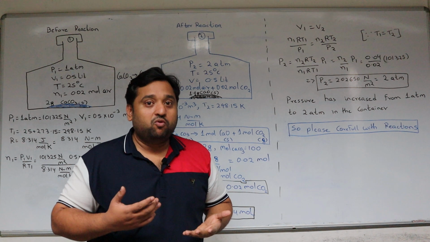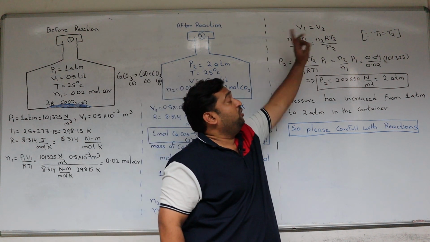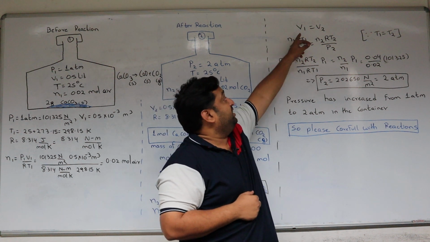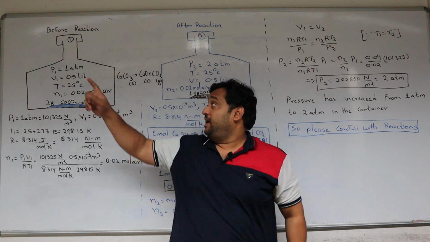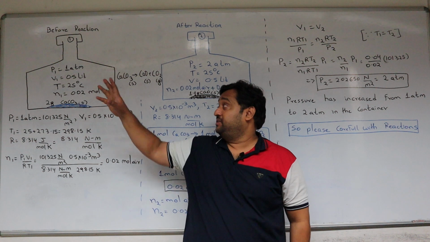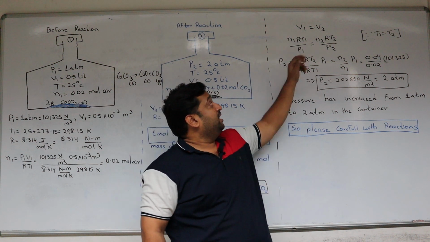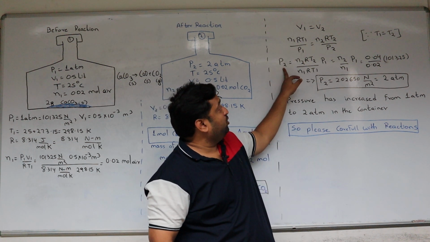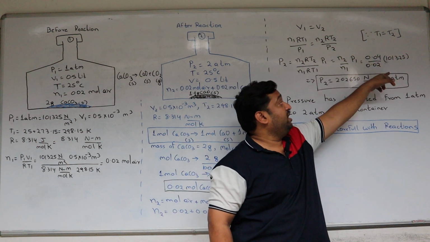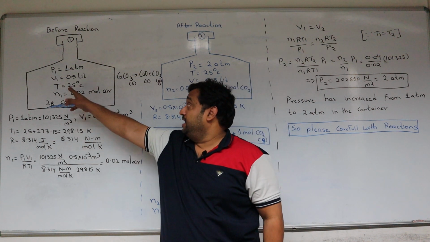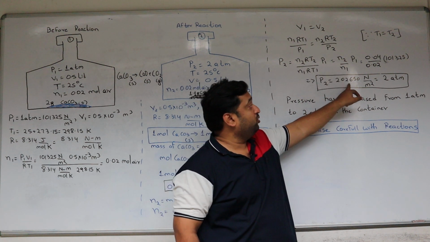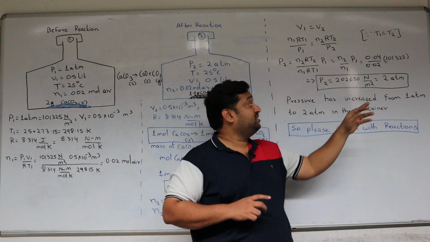Because of this doubling of moles, what happens to the pressure? Let us see. V1 equals V2, that means the volume before and after the reaction remains the same. As per the ideal gas law, V is equal to nRT by P. V1 is N1 R T1 by P1, and the second condition is N2 R T2 by P2. The initial and final temperatures are the same, and R is the same, so they cancel out. P2 is equal to N2 by N1 into P1. N2 by N1 is 0.04 divided by 0.02, into P1. My initial pressure P1 is 1 atmosphere, which is 101325 Newton per meter square. If you substitute all, you get P2 equal to 202650 Newton per meter square. That is nothing but 2 atmospheres.